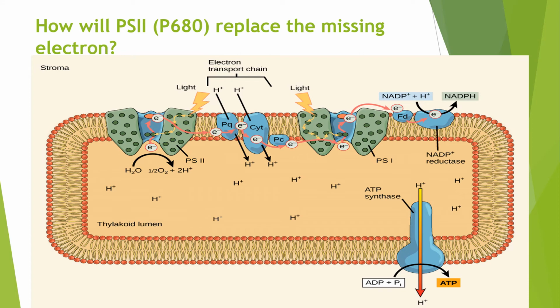How will photosystem 2 or P680 replace the missing electron? There is a missing electron since the electron in photosystem 2 is transported to photosystem 1. The missing electron in photosystem 2 is replaced by extracting low energy electrons from water. Splitting one molecule of water will produce 1/2 atom of oxygen, 2 hydrogen atoms, and 2 electrons.